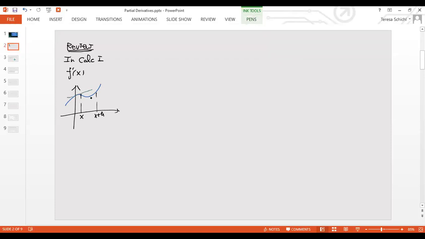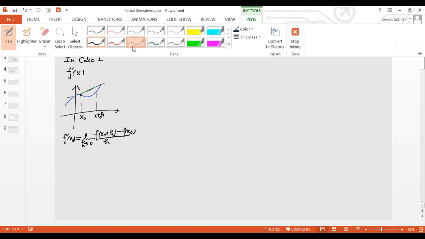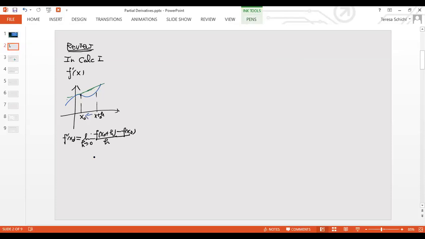That means it's the tangent line here. So what we did in Calculus 1, we say the f prime of x0, at a specific point x0, is equal to the limit as h approaches 0 of f of x0 plus h minus f of x0, divided by h. We try to get h smaller and smaller, then we want to see what the slope is getting close to. This is the basic definition we have in Calculus 1.